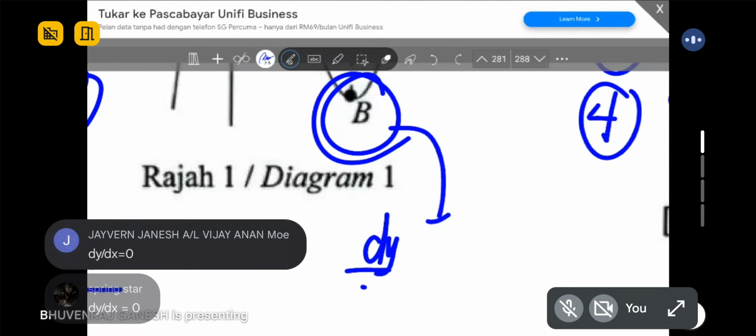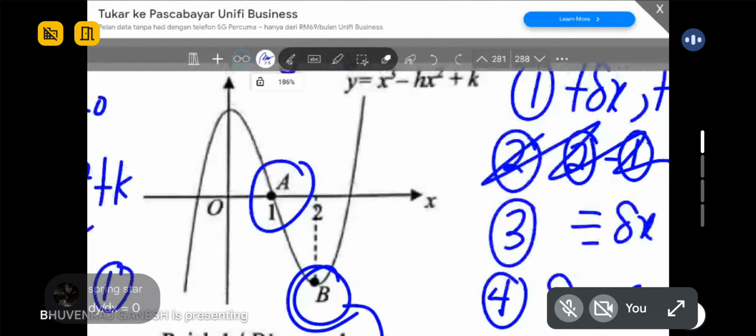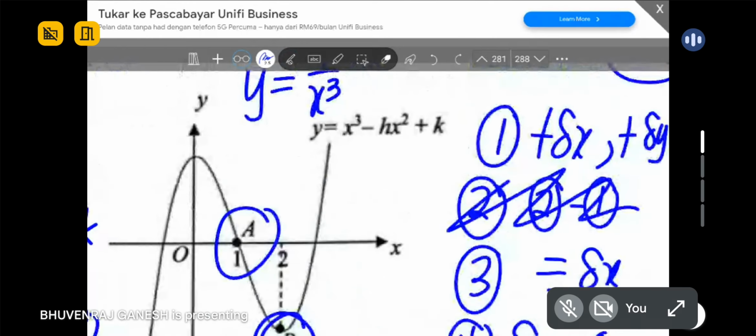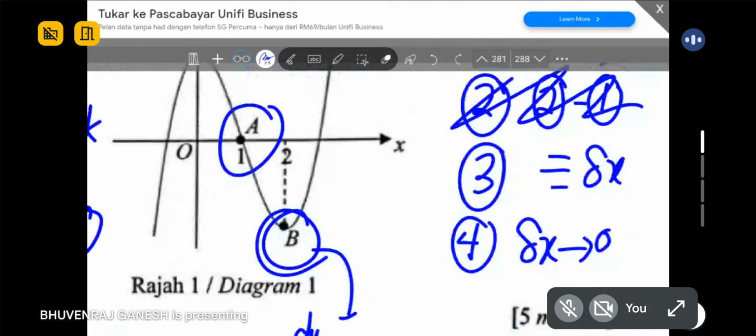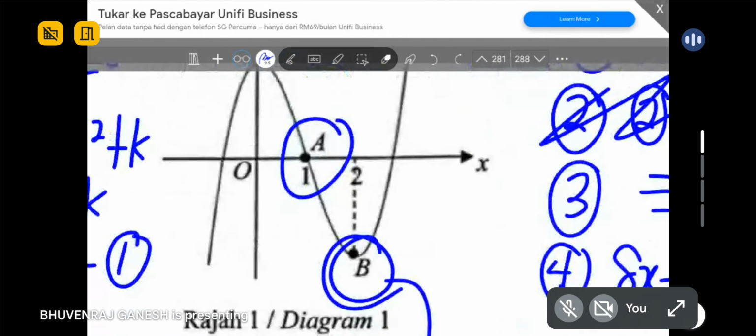dy/dx equals 0, guys. Remember, titik pusingan, inilah konsep dia. Okay, so that means your 3x² minus 2hx equals 0, you must differentiate lah. This is the concept. Okay, what is the x value, guys, that you substitute?